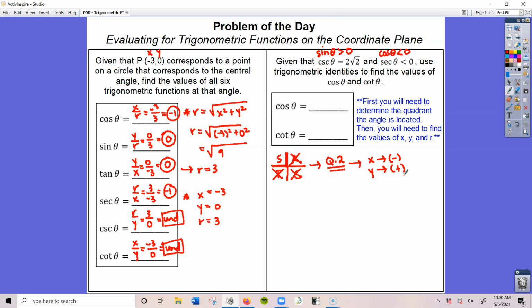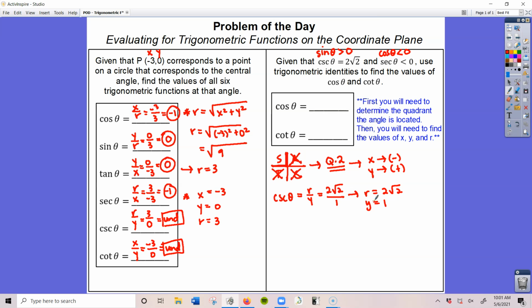So now that we've figured this out, we're going to look at that cosecant of theta value and see what variables we can determine from that. Cosecant of theta, as we noticed in the previous example, is r over y. Now what we have here is not a fraction, but a whole number, so 2 square root of 2 will always be over 1. So what this means is that r is equal to 2 square root of 2 and y is equal to 1.